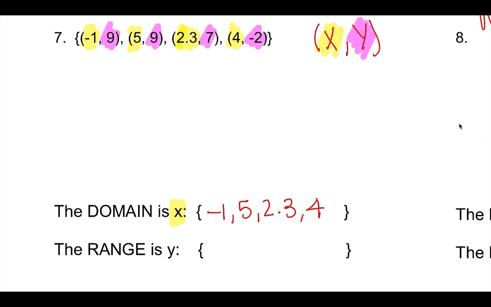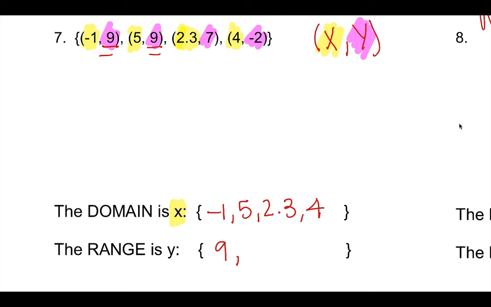Now notice I have positive 9 listed twice. When you go to write this, you do not have to write 9 twice because you're just asking for the y value, the numbers, and we don't care how many times. You're just trying to figure out where it touches on the y. So you can just write 9 one time and it covers.